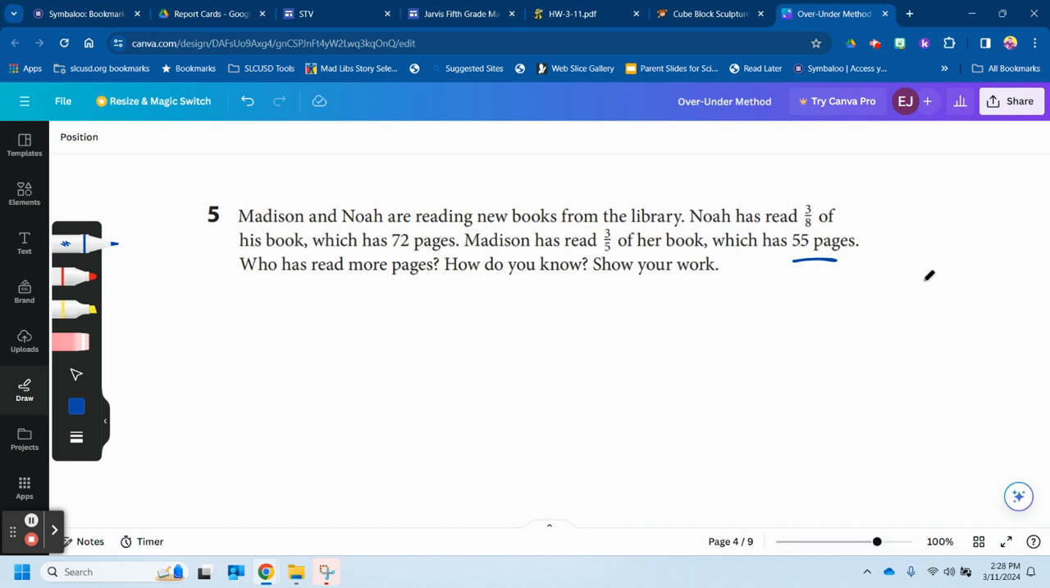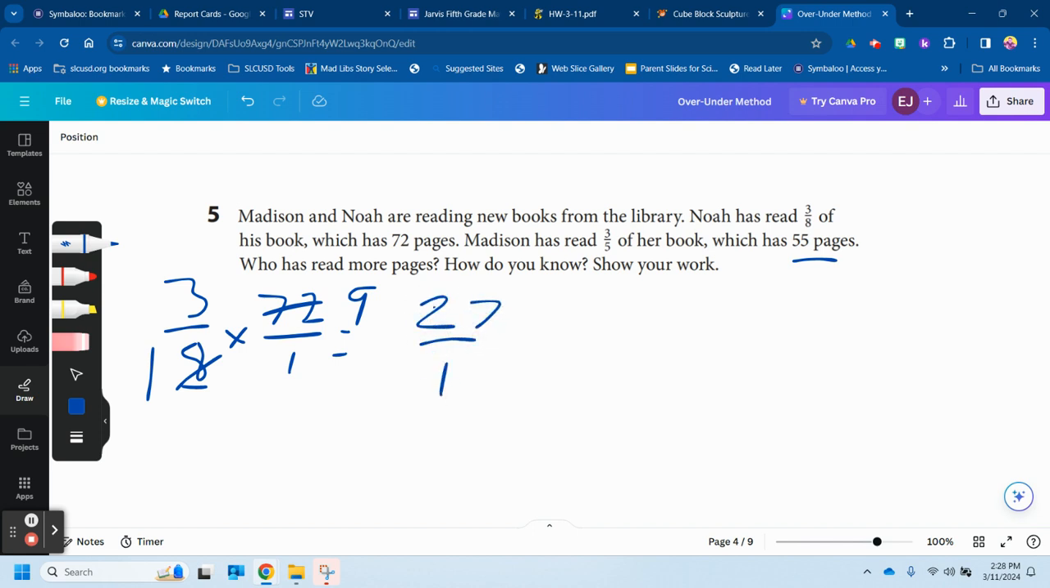But I'm going to go ahead and work them out. So 3/8 of 72, I can write 72 as a whole number over 1. I simplify before I multiply. 3/8 is simplified. 8 and 72: 7 plus 2 is 9, and 9 times 8 is 72. So 8 is our common factor. 8 divided by 8 is 1. 72 divided by 8 is 9. So we have 27 ones. So Noah read 27 pages.